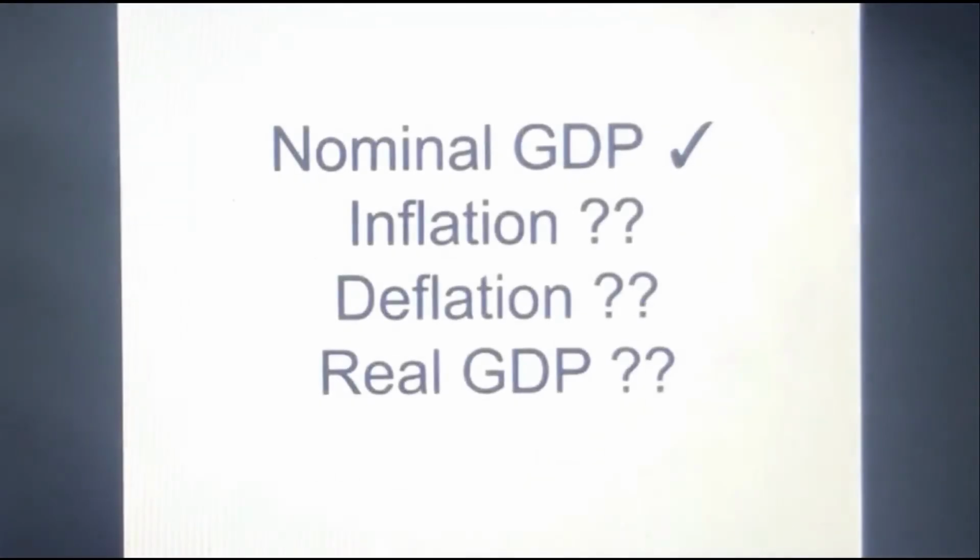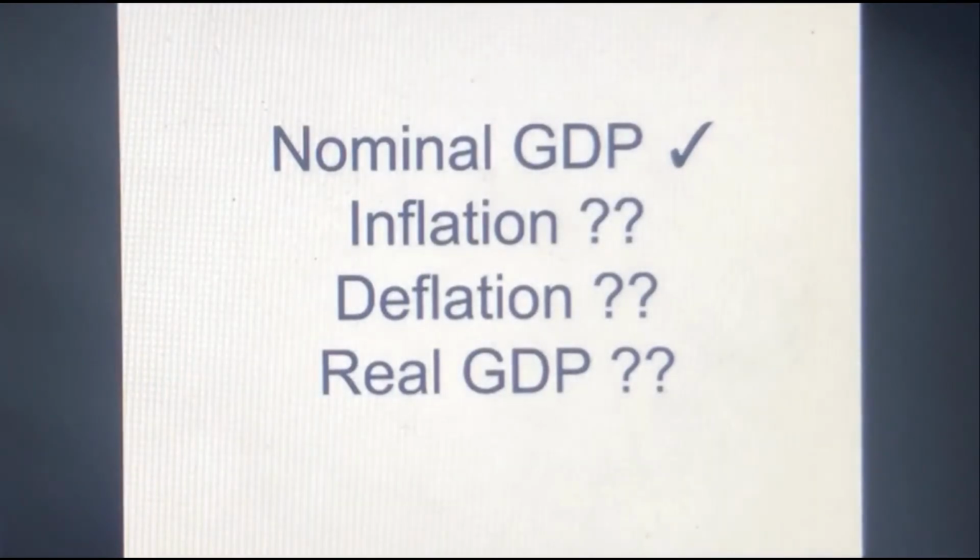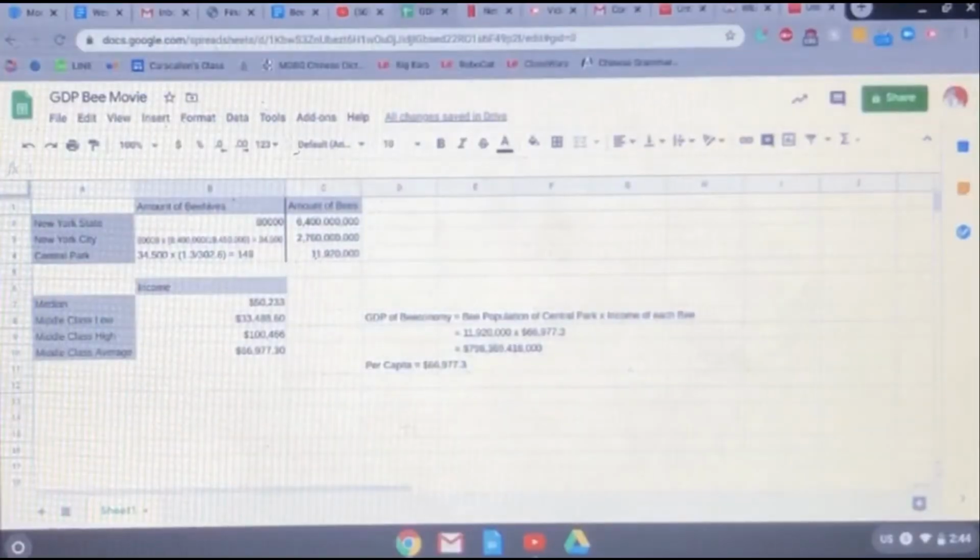So now that I have the nominal GDP, if I had the inflation or deflation rate for my group, I could use it to find the real GDP by adjusting for inflation. But sadly, at the time of making this video, I do not have those numbers and therefore cannot do so. Also, because the bees are perfectly equal in pay, the per capita math is extremely easy, and it's just going to be 66,977.3 annual income for every single bee.